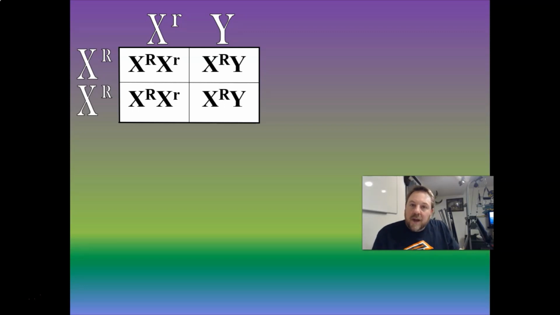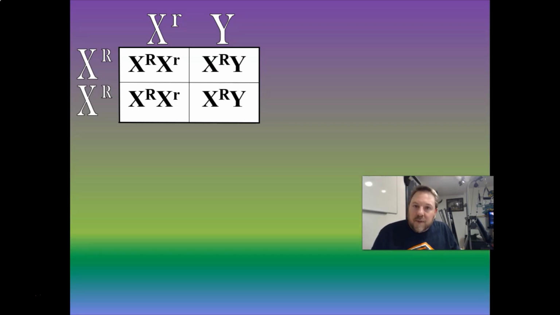So we have X big R, X big R. That's the red female, right? Red-eyed female. And you're going to cross her to a white-eyed male, but look at the white-eyed male. He's X little r, Y. So he only has one X chromosome, and he happened to get the mutated white allele.